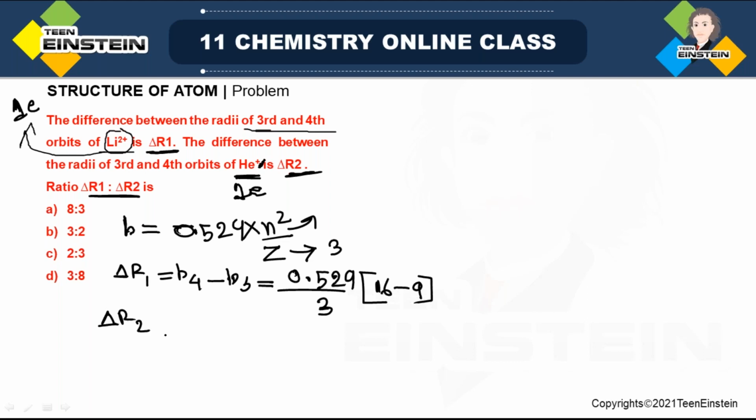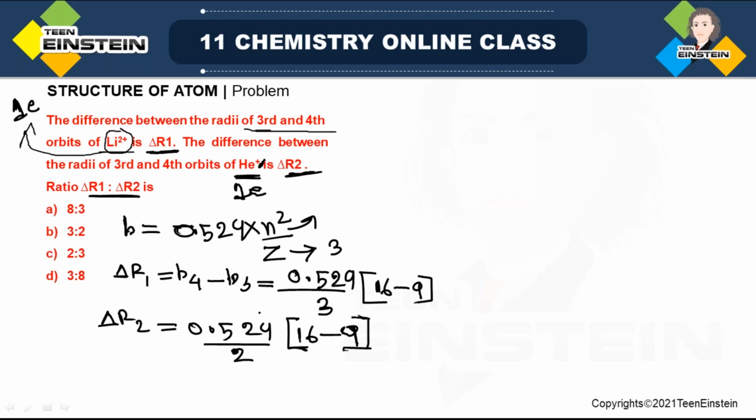Similarly, del R2, that will be equal to 0.529 divided by 3. Sorry, now it is not 3 because it is helium 2 plus system. Now it will be 2. Okay, and inside again it is 16 minus 9. So see, even you don't have to complete the full calculation. Without doing that also you can solve this question.